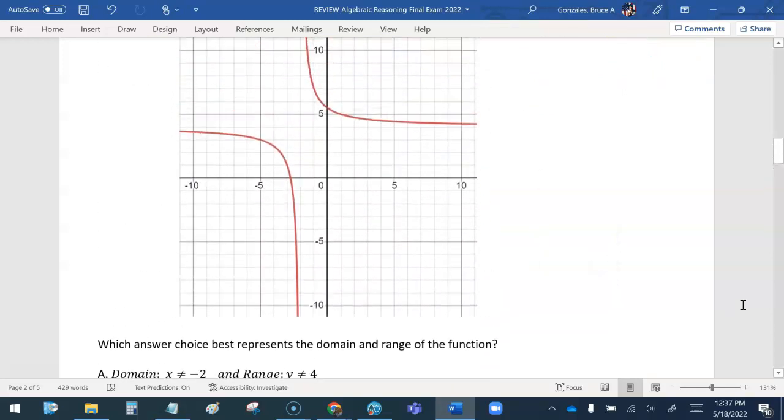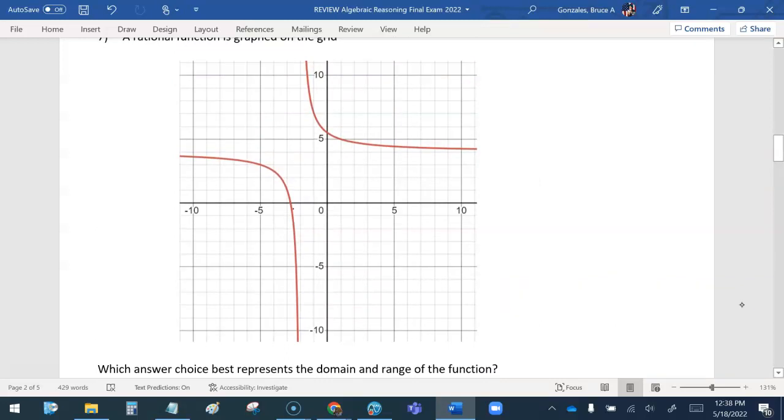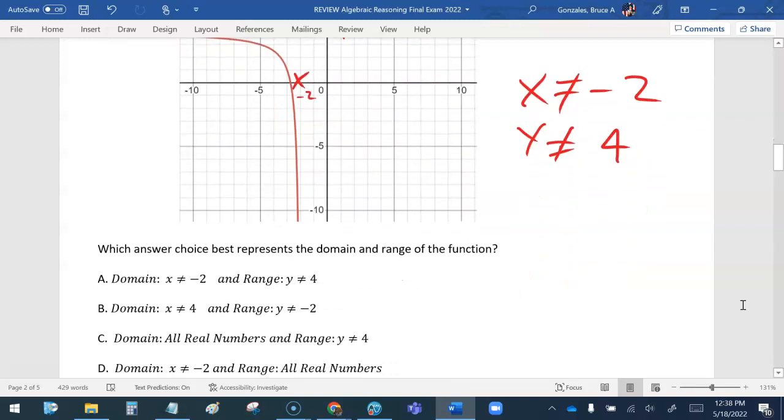Number 7, rational function is graphed. Okay, let's talk about the domain and range. Now the domain, the x, cannot be here at negative 2. So x is not equal to negative 2. And the y does not touch right here at positive 4. So the y is not equal to positive 4. Okay, so it can't be here at 4. It can't be here at negative 2. So that would be letter A. Domain is not equal to negative 2. The range is not equal to 4.